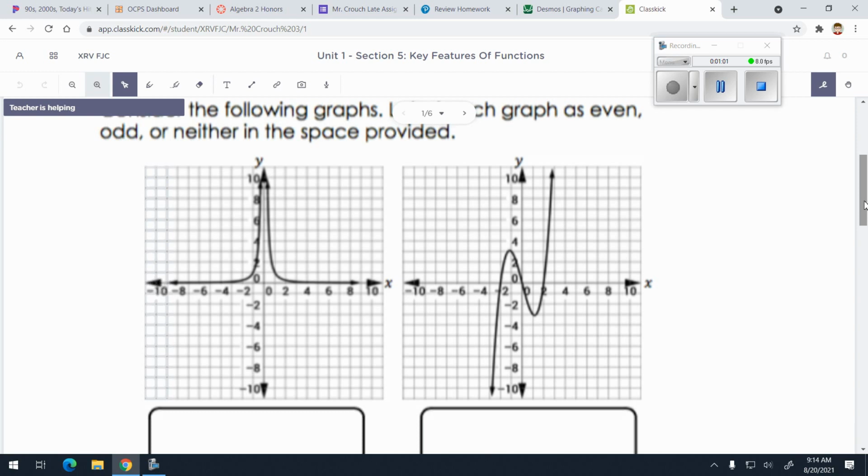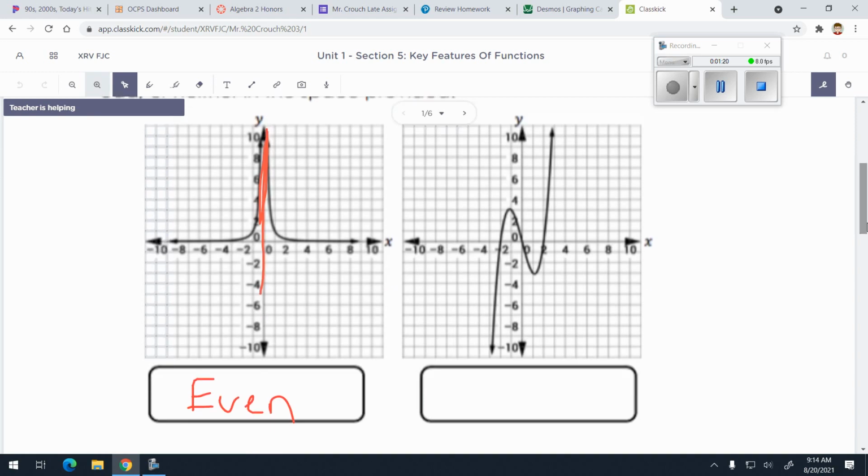So looking at this, here's the y-axis. If I was to fold along that red line, would it fall on itself? Yes, so that means that this is an even function. Okay, on the second one, is it symmetrical about the y-axis? No, I can't fold and land on top of itself.